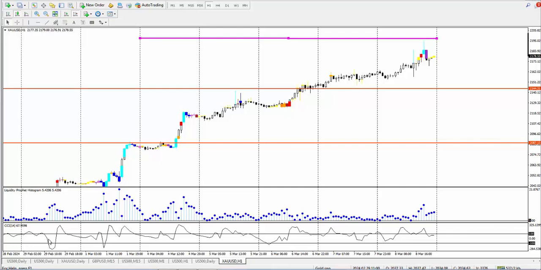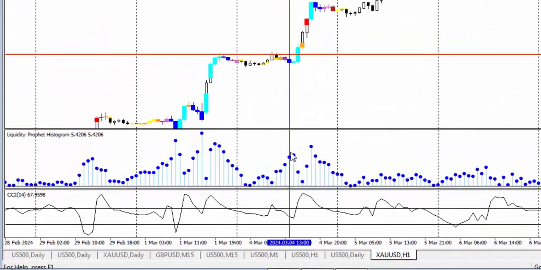So let's have a look at the signals that you could have had. Well, as we come along here on Monday, we come to this point here, we can see the histogram is printing to the upside, so we know something's going to happen. We're not quite sure what. It could have been a reversal at that level, but we can see that the histogram prints higher and then suddenly drops, and we get a punch through the support and resistance area.